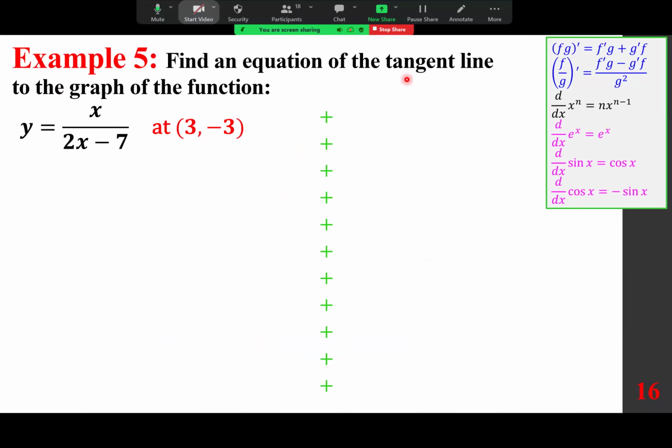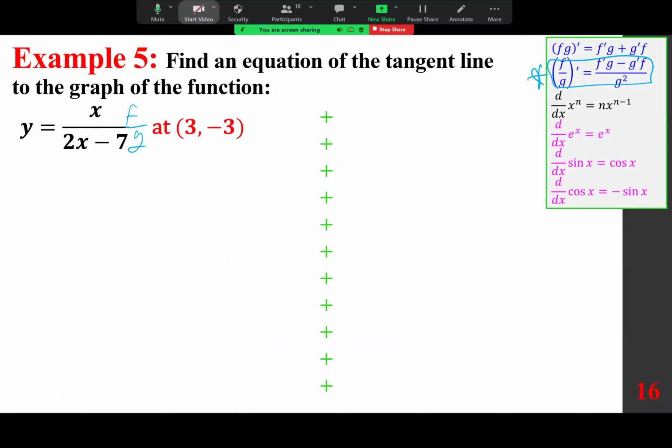Find an equation of a tangent line to the graph of the function y equals x over 2x minus 7. To find the equation of a tangent line, you need two things. You need a pair x comma y, which is given. You also need to find the slope, which goes through the process of differentiation. So we are going to differentiate this by calling this f, this one g, and using the quotient rule.